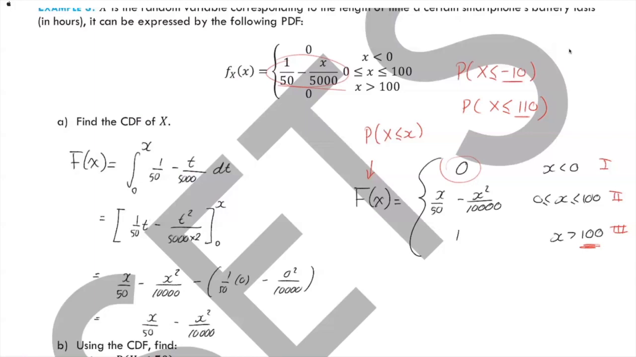But then for anything in between, let's say I want to find the probability x is less than or equal to 50, that's when I go to this one. Okay, so that's how we write the final CDF. It just depends on where the value sits. Exactly.